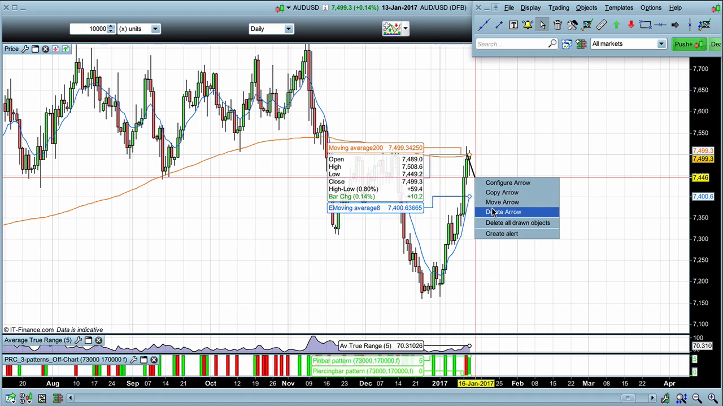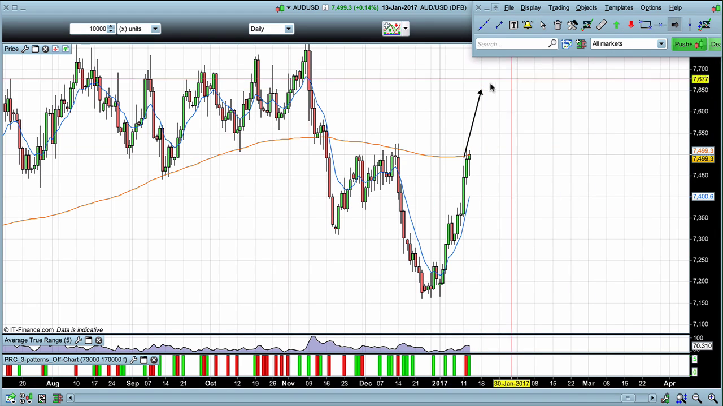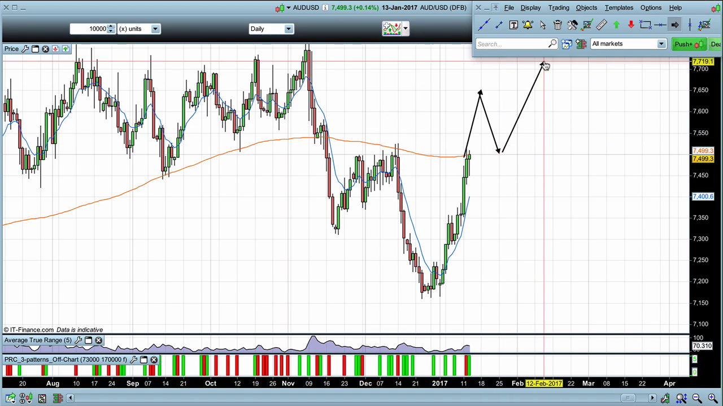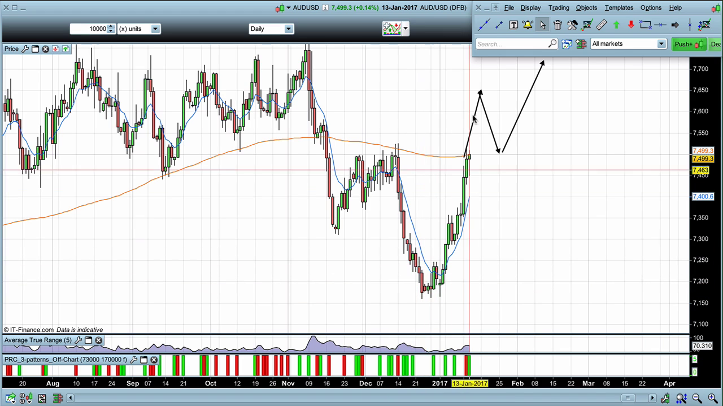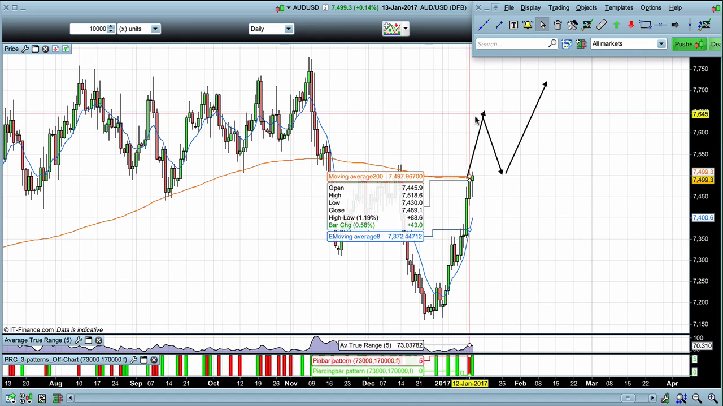We may just break up with a nice strong break up, pull back down and see a strong bounce, which would be the market producing a low, a high, and a higher low, and then breaking the previous high, moving into an uptrend.